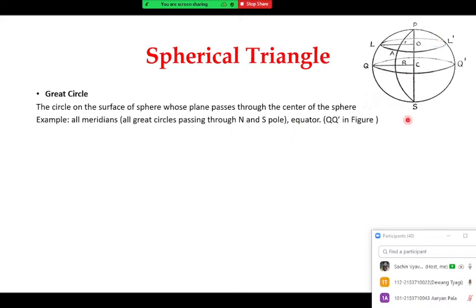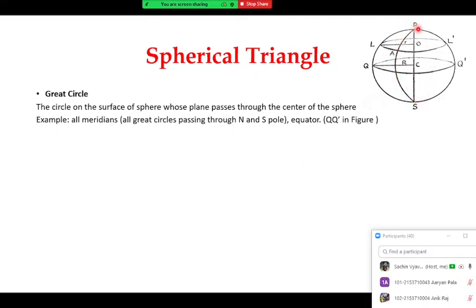Yes. Which meridian? Yes, which one? Tell me the L dash. L dash is not a meridian. It is not a meridian, no? PS. PAS. Okay, PAS is a meridian.